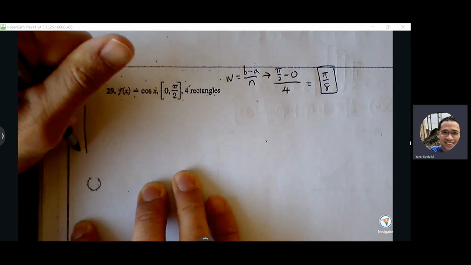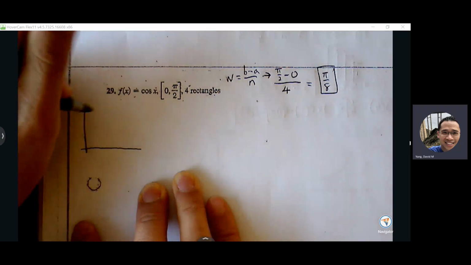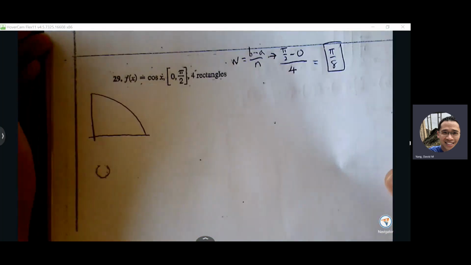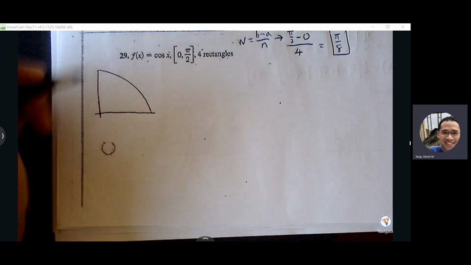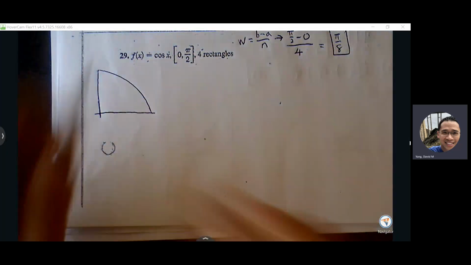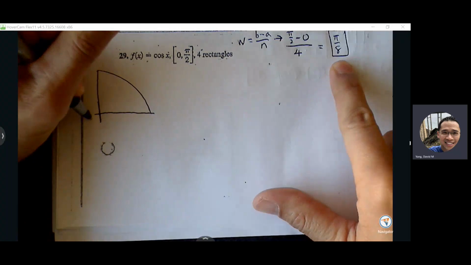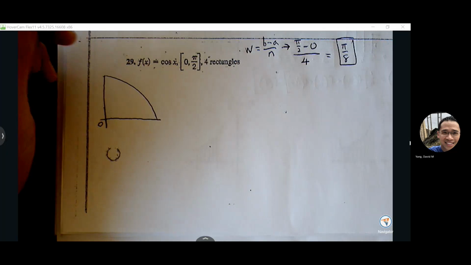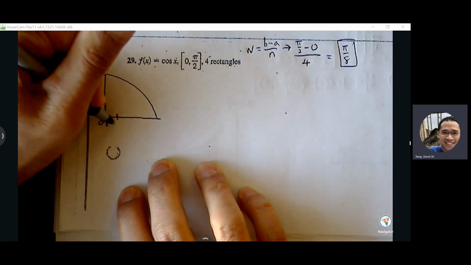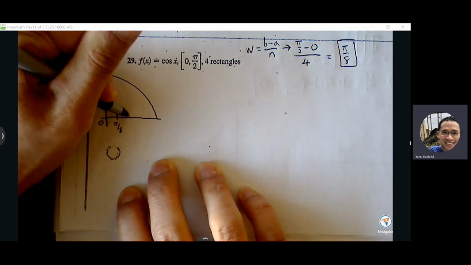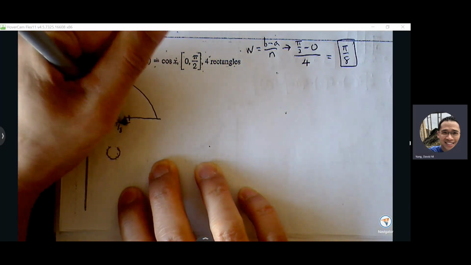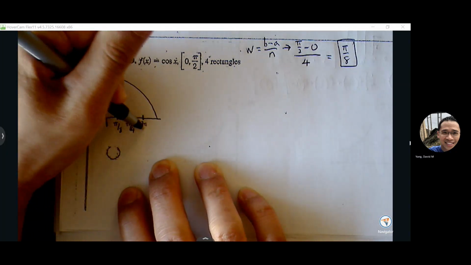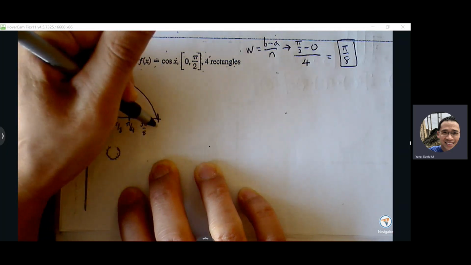To do left-handed rectangles, we don't necessarily have to know what the graph looks like. We're just finding each of the intervals and then choosing the left endpoint of each subinterval. So we start at 0 and keep incrementing by pi over 8 until we reach our endpoint. Plus pi over 8 is pi over 8. Plus pi over 8 is 2 pi over 8, which is pi over 4. Plus pi over 8 is 3 pi over 8. And then plus pi over 8 is 4 pi over 8, or pi over 2.